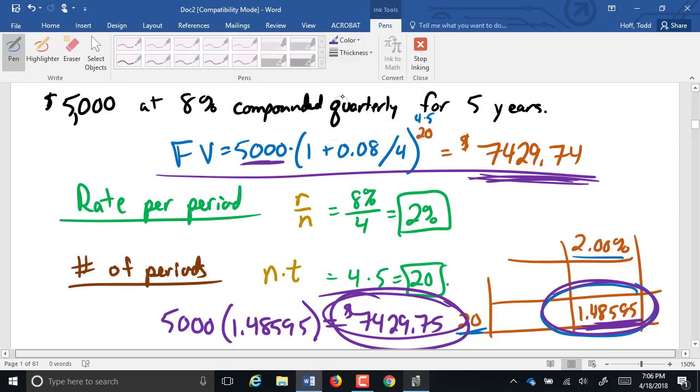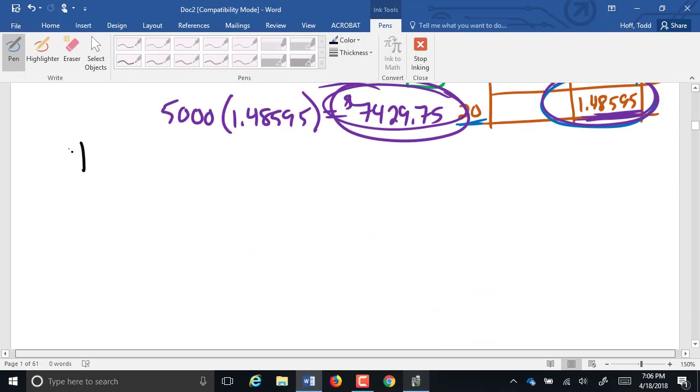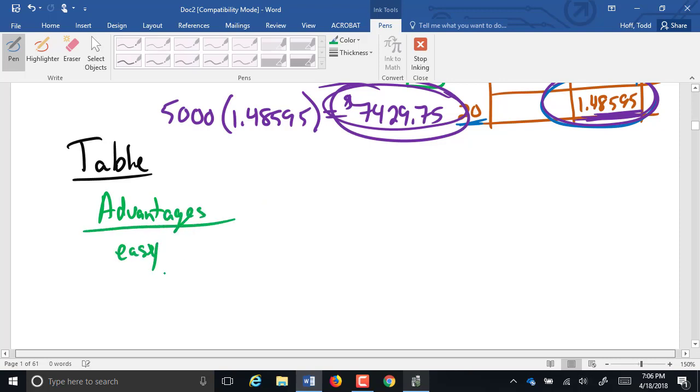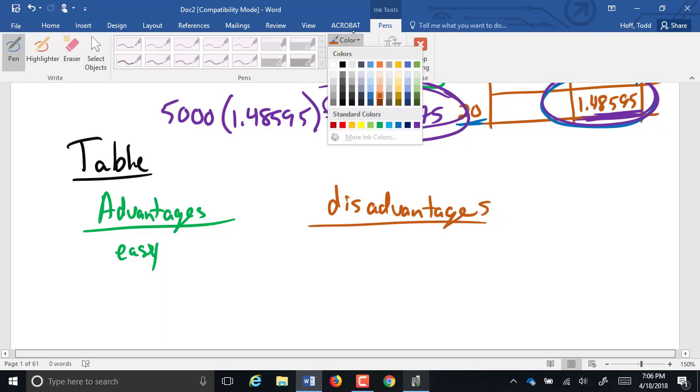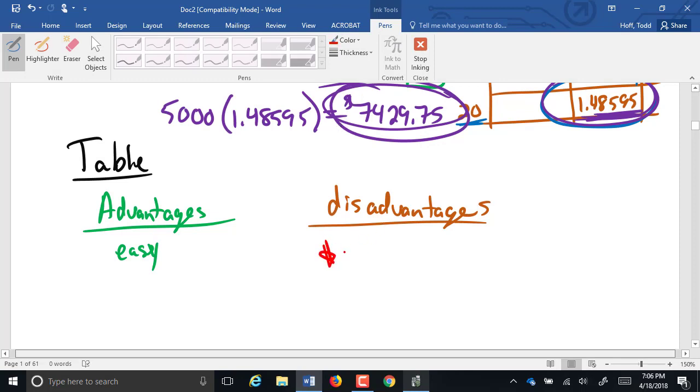Now, obviously, this table is easier to use. Yeah, we'll try an example here. The advantages are it's easy. That's really the only advantage. Disadvantages. The big disadvantage, you have to have the table with you.